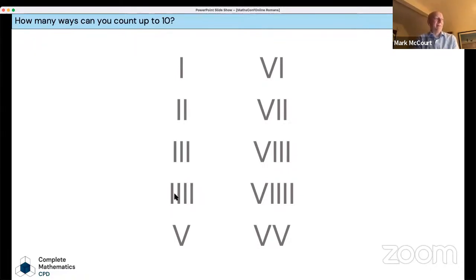So IIII written out as 4, VIIII written out as 9. It feels really uncomfortable. VV as 10, but these are all permissible. They're all allowed in the system. So a question we might ask year 4, instead of just write down the numbers 1 to 10, is how many different ways can you write down the numbers 1 to 10? And there's things about number bonds going on here, and there's things about combinations going on here.